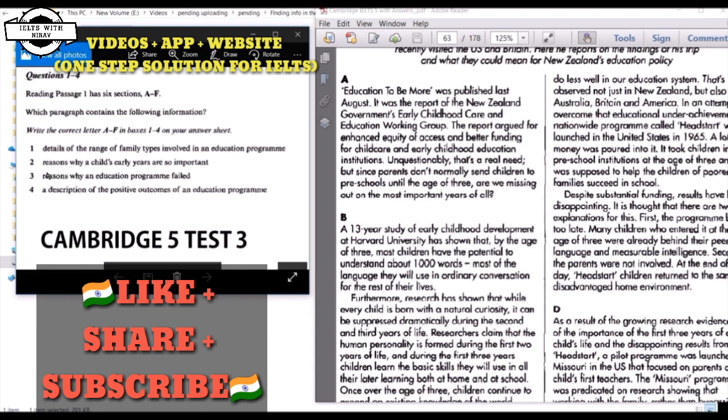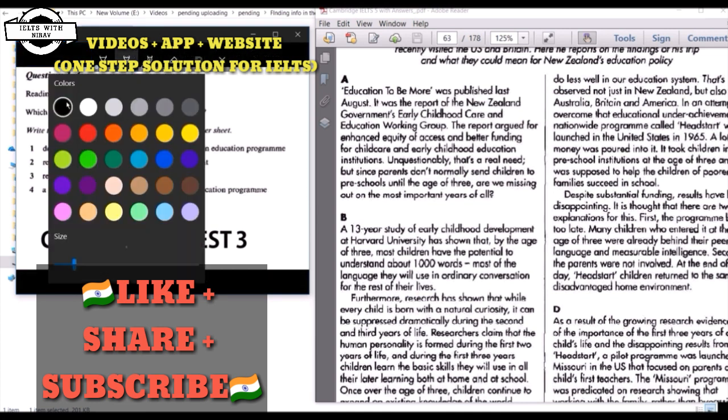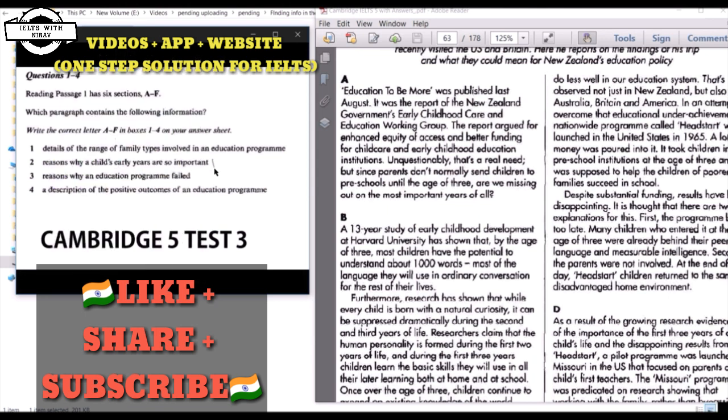So just read your questions. Second question, reasons why a child's early years are so important. Because in early childhood they can understand more than 1000 words, they have potential, natural curiosity. So these all are reasons. So write your answer as B. So I am writing my answer over here as B.